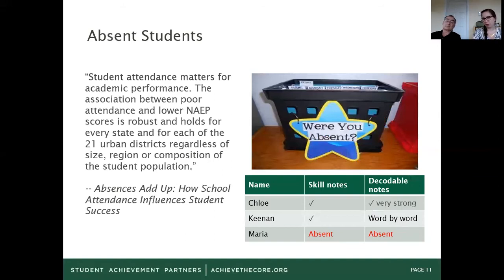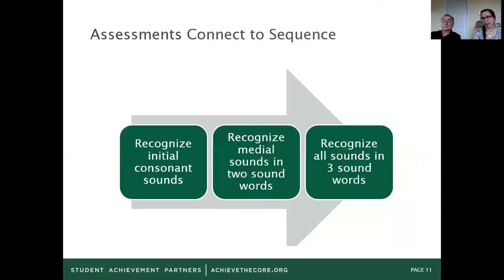When we started this course, we talked about making sure that we were focusing on what was in our control in schools and in classrooms. And this is a good example of how we can't control absenteeism, but we can control how we're monitoring progress.